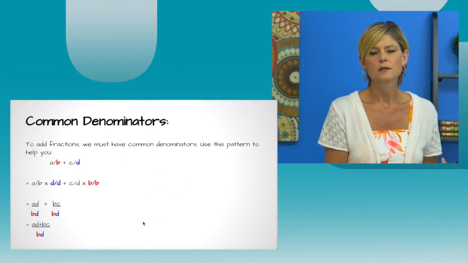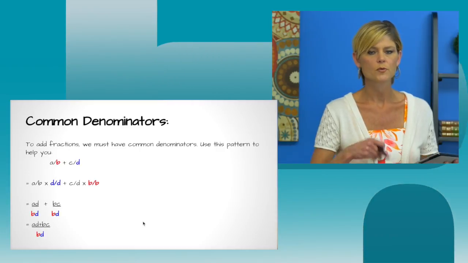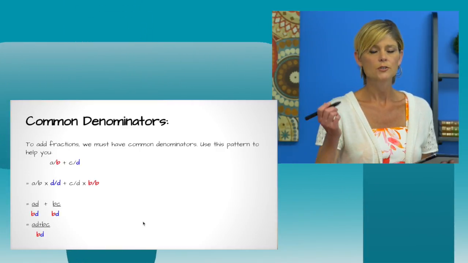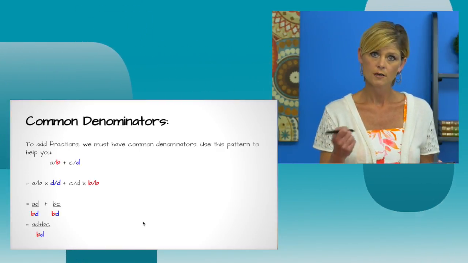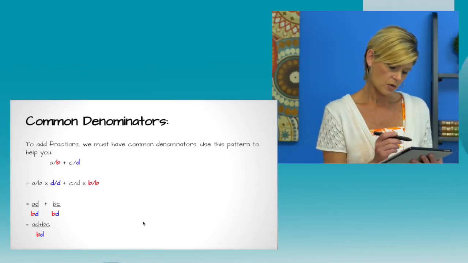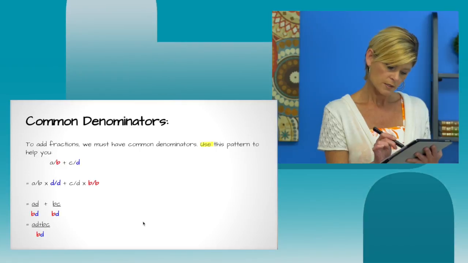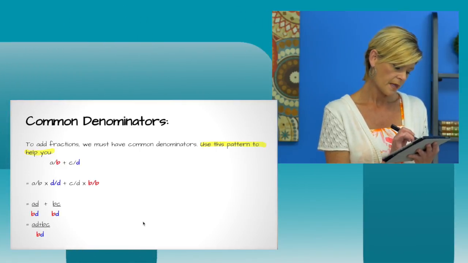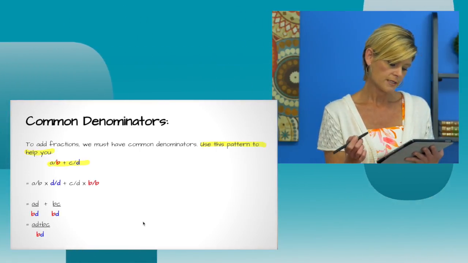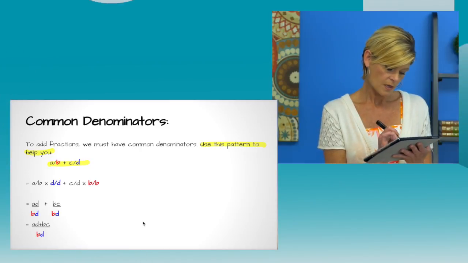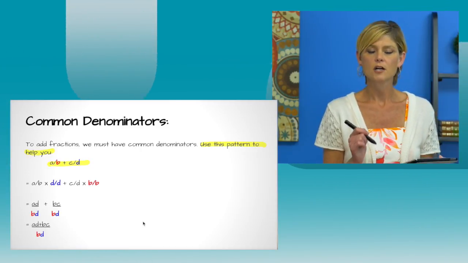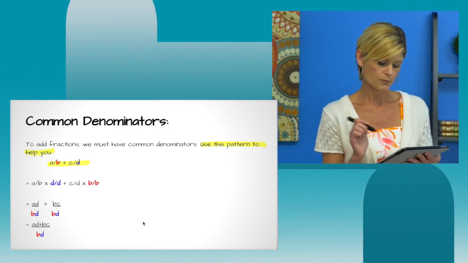Also, it's important to talk about common denominators. Just remember, when you're adding and subtracting fractions, you must have common denominators. So there's a pattern here that I've written down that might be helpful. Use this pattern to help you. A over B plus C over D. We would need to have a common denominator to add those two fractions.